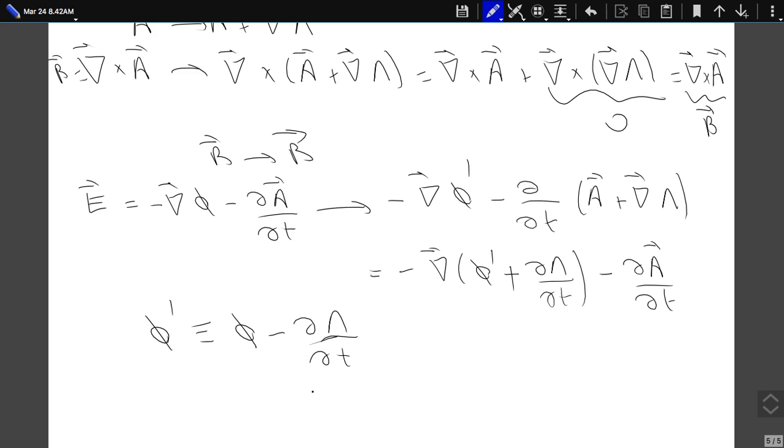Is this an information? Yes, potential changes, fine. But we are not measuring the potential anyway. We are changing the electric field. We are measuring the magnetic field. As long as the electric and magnetic fields do not change instantaneously, you will not be carrying information.